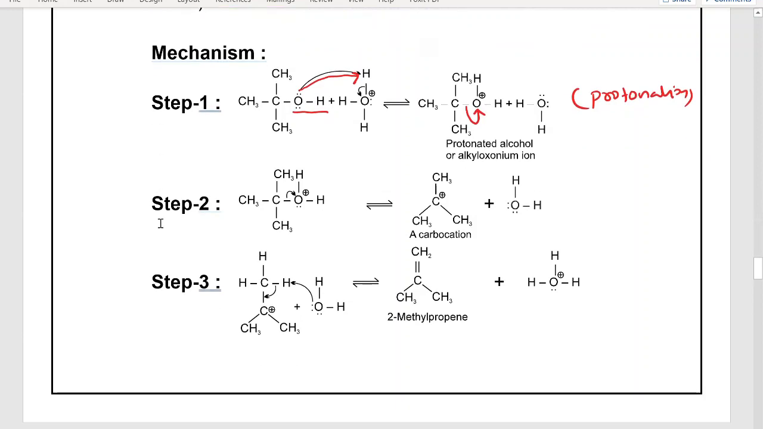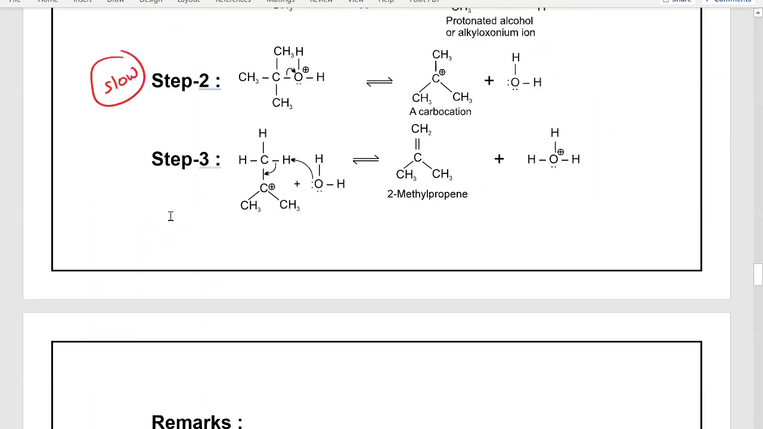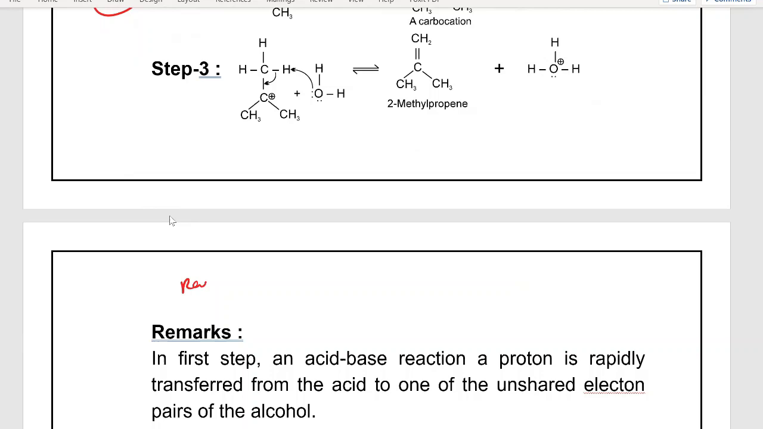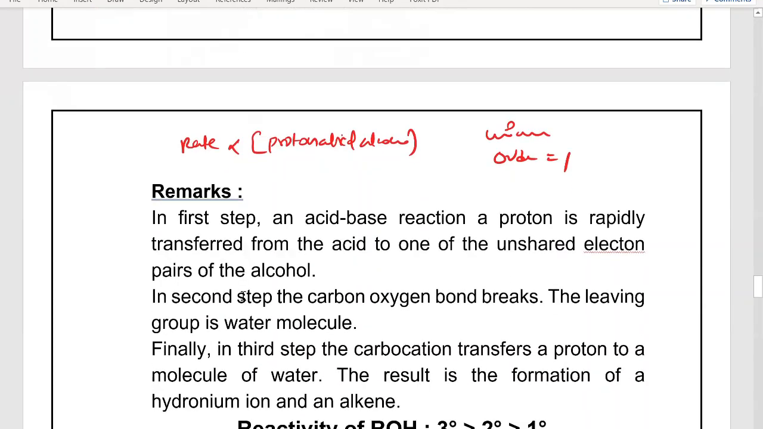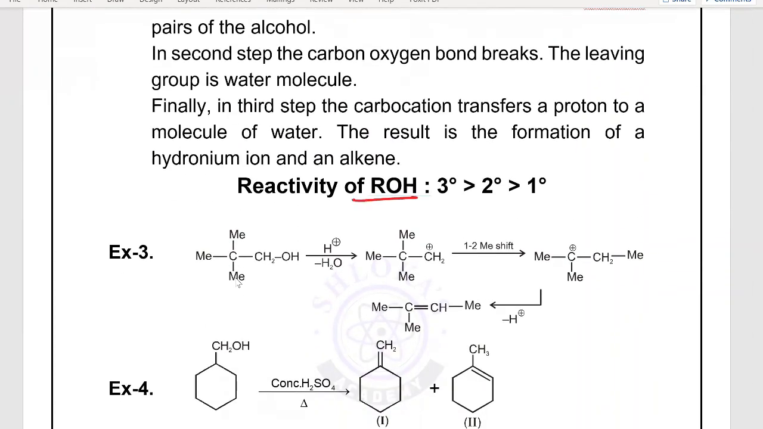So it is 3 steps. But what is the slow step? This is our slow step, because the carbocation formation is taking place here. So according to this mechanism, the rate of the reaction depends upon what? Rate is directly proportional to the concentration of protonated alcohol, which means only one reactant molecule, hence it is unimolecular, and the order of the reaction is 1. Same first step, second step already, and as the reaction proceeds through a carbocation intermediate, the same reactivity order will be there.